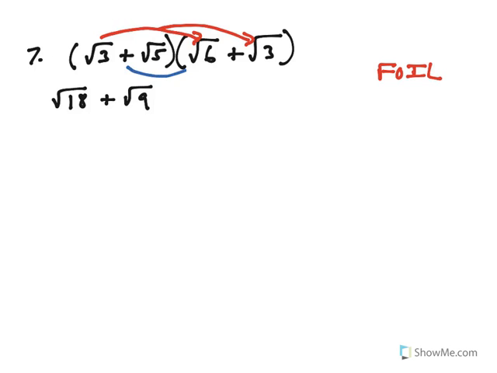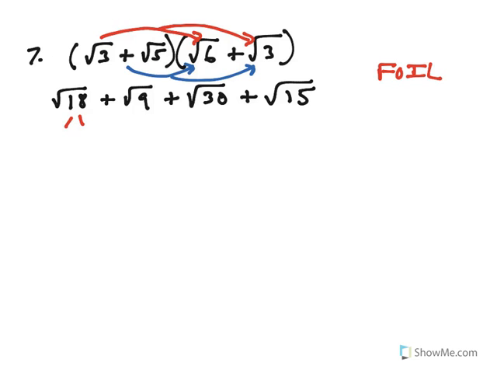Then we're going to do radical 5 times radical 6. And that's going to give me radical 30. And then we're going to do radical 5 times radical 3, which is radical 15. Okay, so let's go ahead and break each radical down.